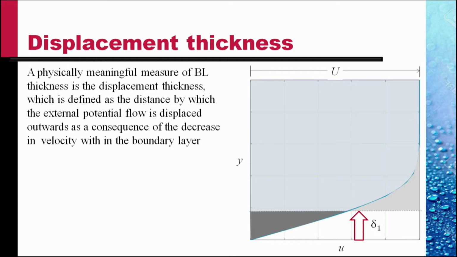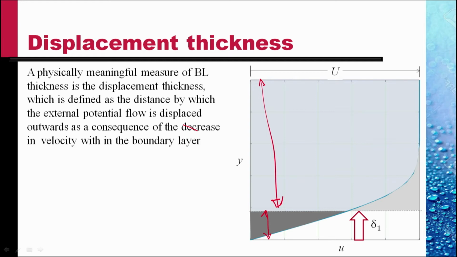The same flow is obtained if the flow velocity does not decrease near the plate, but everywhere the flow velocity is capital U, then the same flow is obtained in this distance. That means to say that because of the development of the boundary layer, the flow past the flat plate decreases by an amount which is equivalent to this thickness, and this is termed the displacement thickness, delta 1.